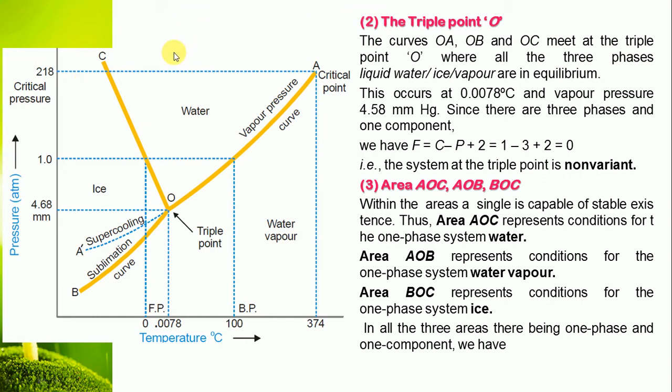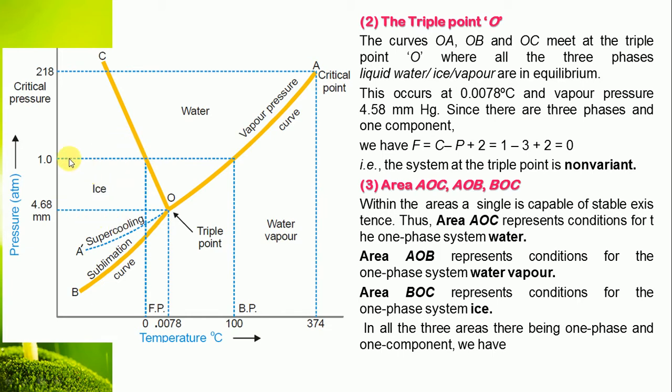So the area AOC represents the condition for the one phase system, water, that means liquid water. The area AOB represents the condition for the one phase system, water vapor. And in a similar manner, the area BOC represents the condition for the one phase system, solid ice.